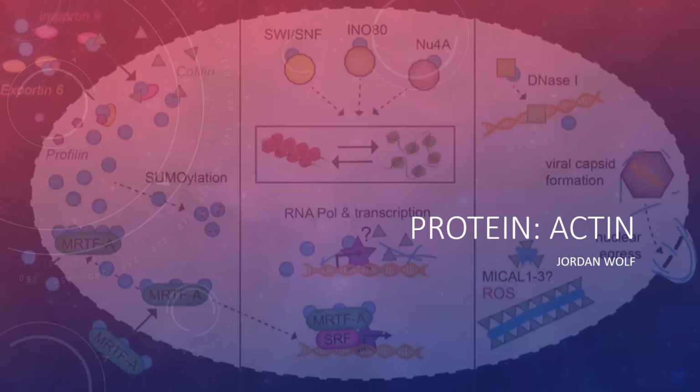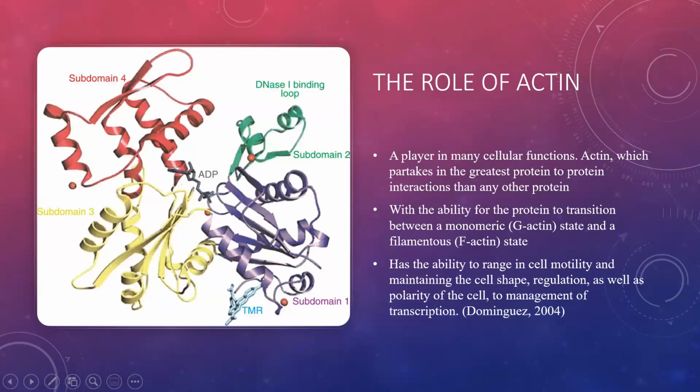We just have the overall structure and process of actin in the back. Okay, so the role of actin: we have the ribbon model right here, and that's where it's comprised of four subdomains, and then we have the fold, the ADP, and then the N-terminus and C-terminus in subdomain four.